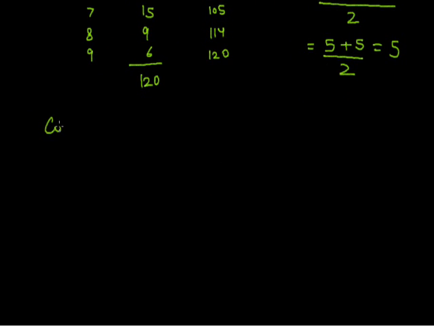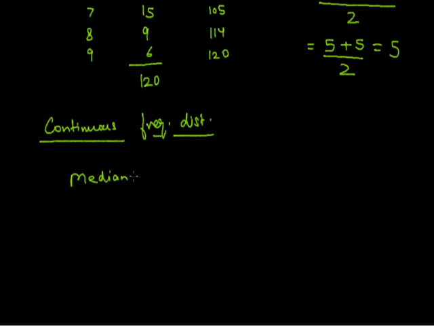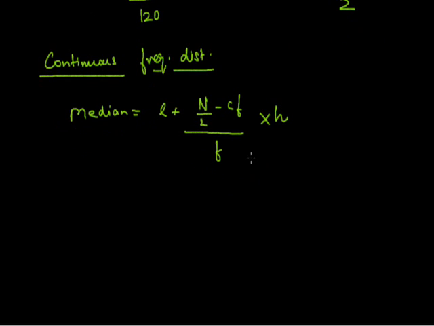But if a continuous frequency distribution table is given, what will be the method to find the median? In that case there is a formula: L plus n by 2 minus Cf upon F into H. This is the formula to find the median in the case of a continuous frequency distribution table. This formula is used only when there is a continuous frequency distribution table.